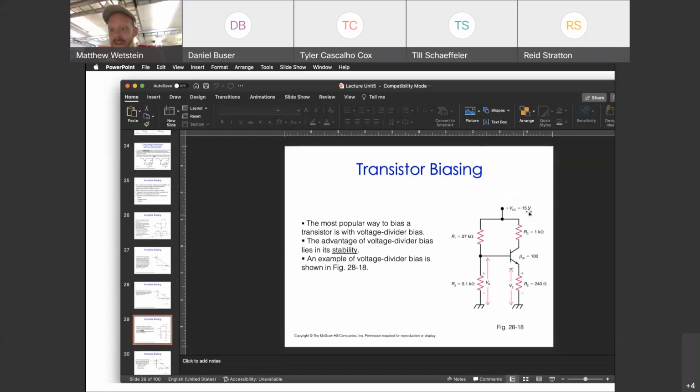Here we're applying 15 volts. Let me quiz you guys in the chat. Let me pull up the chat so I can see. What is the largest voltage that can be applied across the transistor? 15 volts. That is correct.